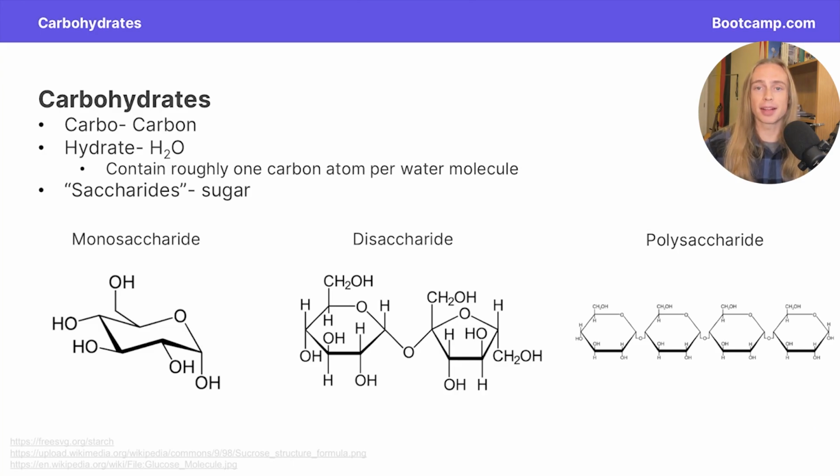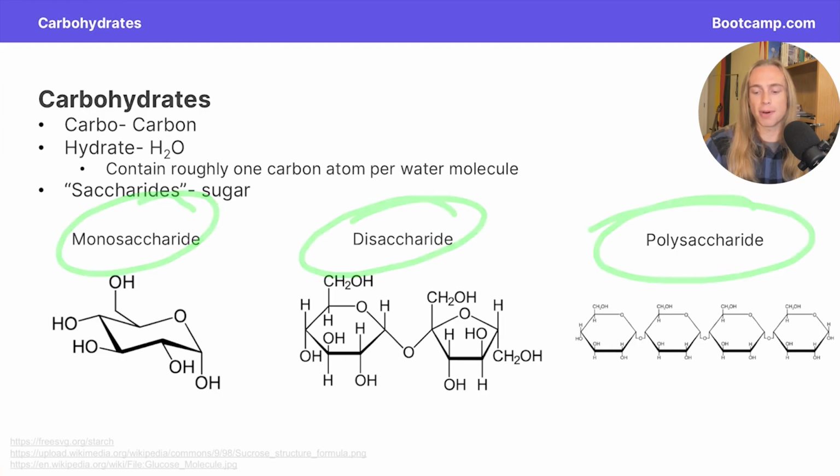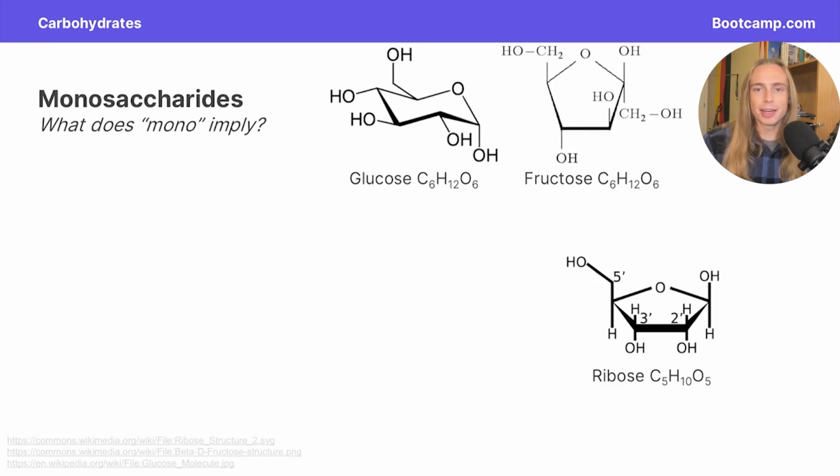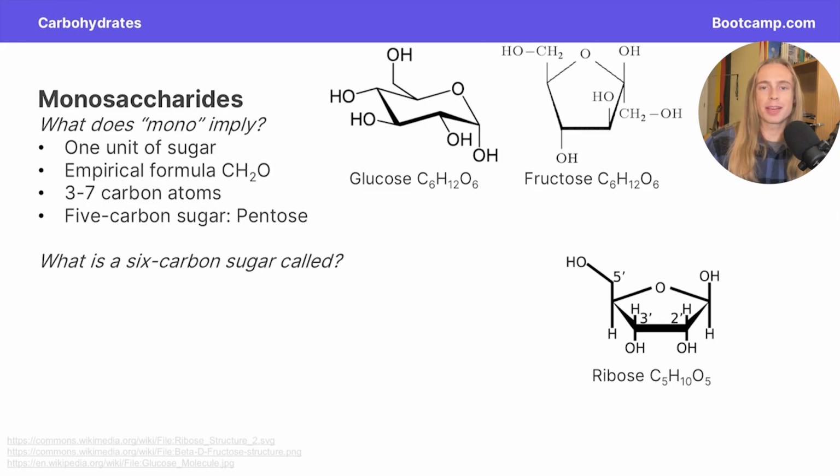We find three main classifications of carbohydrates, which are monosaccharides, disaccharides, and polysaccharides. This saccharide term just means sugar. In addressing monosaccharides, take a moment and see if you can recall what mono means. And nice, so hopefully you remembered mono means one. So a monosaccharide just means one unit of sugar. All monosaccharides have the empirical formula of CH2O.